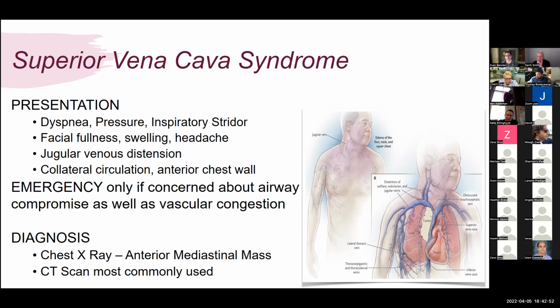How do we diagnose this? Well, a chest X-ray may show an anterior mediastinal mass, but typically this is best seen on a CT scan. So in patients where SVC obstruction is suspected, it is still important to get imaging done promptly, and those patients would probably need to be sent to one of the emergency departments to have imaging if that was suspected in one of your urgent care settings.